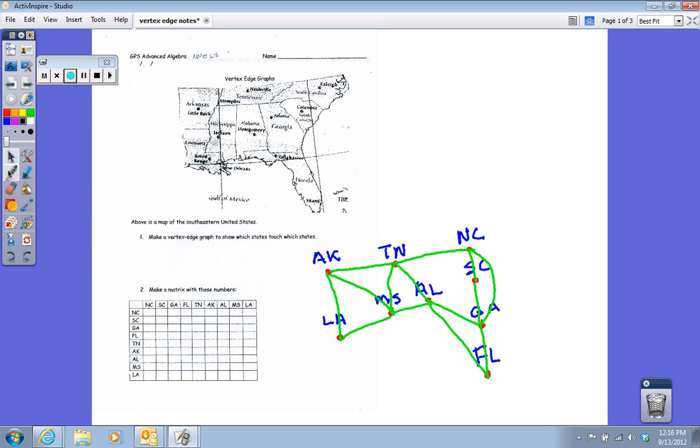Okay, and then now we want to fill in our matrix, and we fill it in with ones and zeros. We have a 1 if a state shares a border with another. Now here we list them all. So we have 9 states, so we'll have a 9 by 9 matrix. North Carolina does not share a border with itself, so we would put a 0 in. It does share a border with South Carolina, Georgia, and Tennessee. Notice that we look at North Carolina and we see that there's a line from Tennessee, a line to Georgia, and a line to South Carolina. Everything else is zeros.